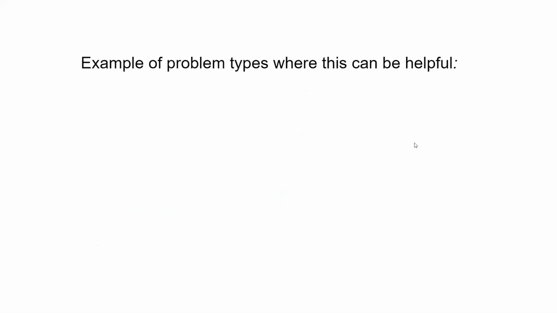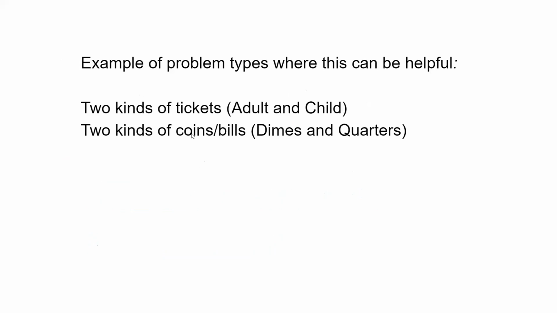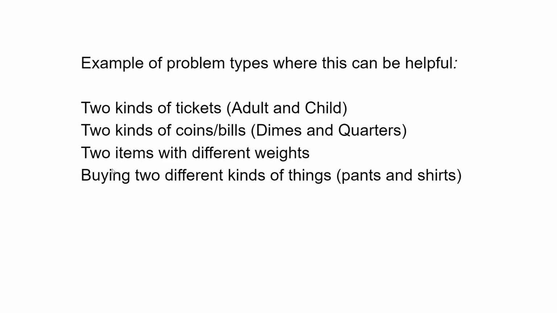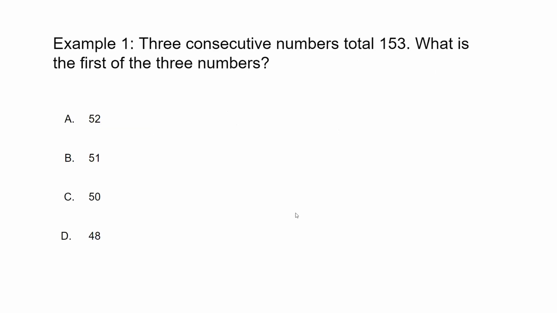Here are some problem types where this can be very helpful. Problems involving 2 kinds of tickets, adult tickets and children's tickets. 2 kinds of coins or bills, like the example I gave a moment ago. 2 items with different weights. Buying 2 different kinds of things, say pants and shirts. You'll recognize these problems when you see them later.